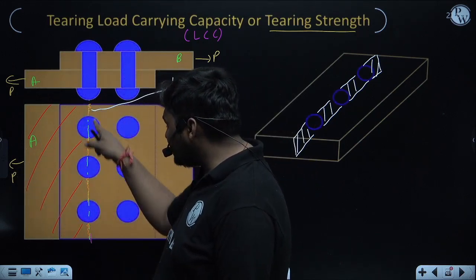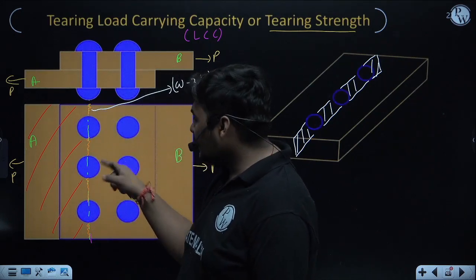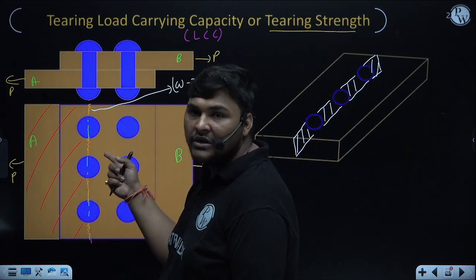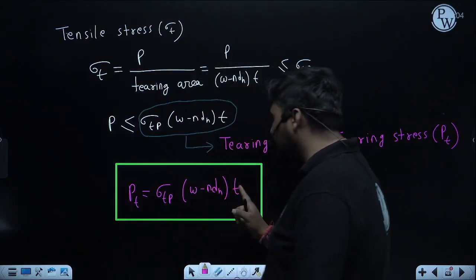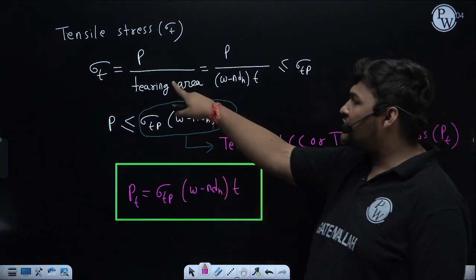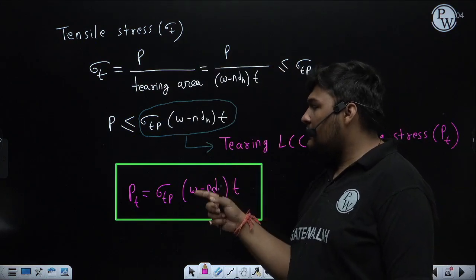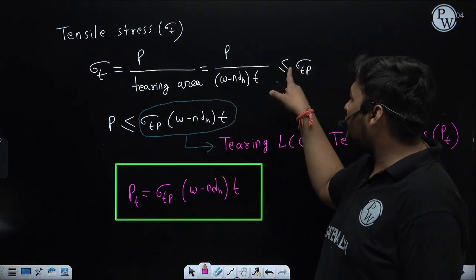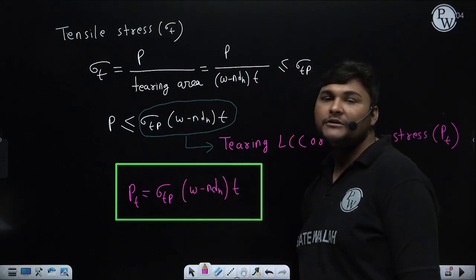Now, the effective area of the plate in this section will be the tearing area, which is (W minus 3D) H into T. If the number of rivets in each row is small n, this area will be (W minus nD) H into T. Okay, so it is tearing load carrying capacity. First, I calculate actual tensile stress, which should be less than permissible tensile stress. And if we take the equal to sign, the value of P will be the load carrying capacity to avoid tearing failure, whose expression will be this.